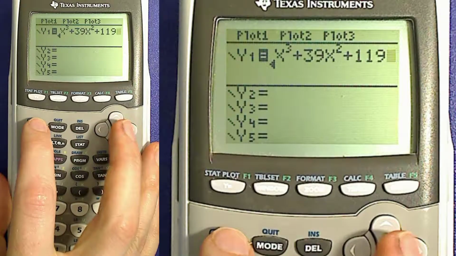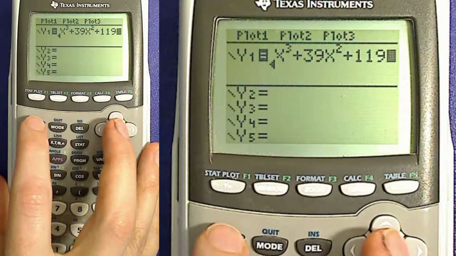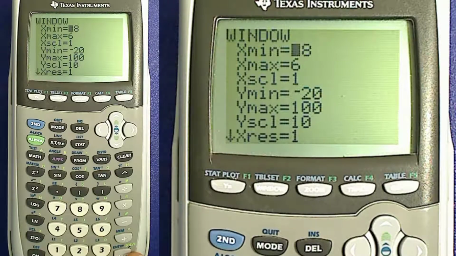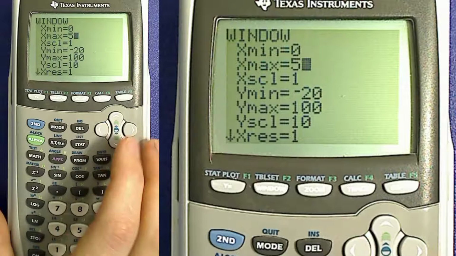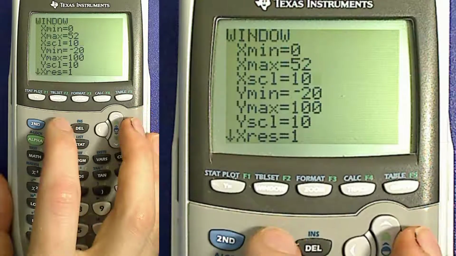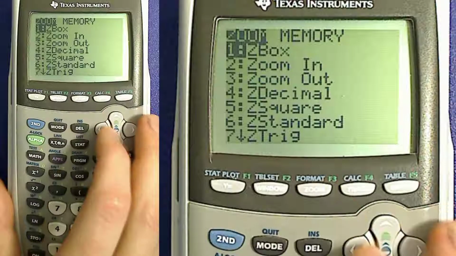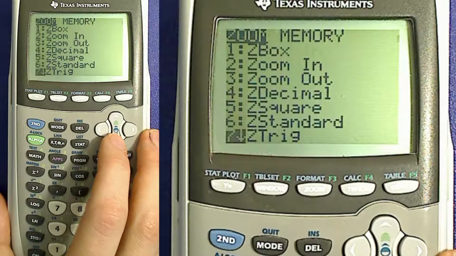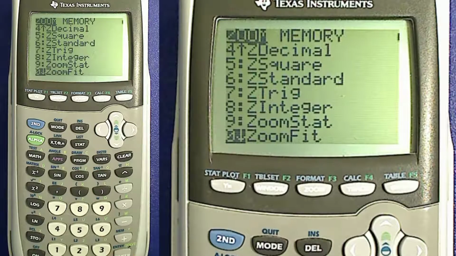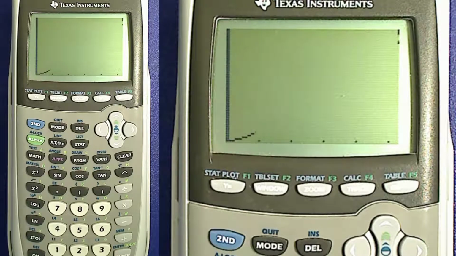Now I'm going to actually use the graph here. Let me go to the Window screen, and x is supposed to go from 0 to 52. So let me stick to that, 0 to 52. And I don't know, let's put a tick mark every 10. Then I'm going to go to the zoom menu and go down to where it says ZoomFit and hit enter there. And the calculator will do some calculations and fit the thing directly onto the screen.